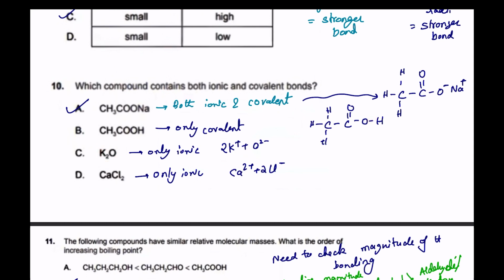K2O is obviously an ionic compound. It's made up of 2 K plus ions and 1 O2 minus ion. Same for CaCl2, it's made up of 1 Ca2 plus and 2 Cl minus ions. So again, option A is the correct answer to this question.